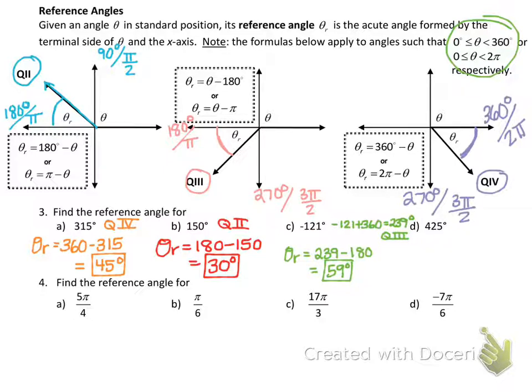So my coterminal angle is going to be 425. I need to subtract 360, and I get 65 degrees. Well, since 65 degrees is in quadrant 1, because it's less than 90, then, like I said before, that's the reference angle. This is already an acute angle. So when it's in quadrant 1, that's it.